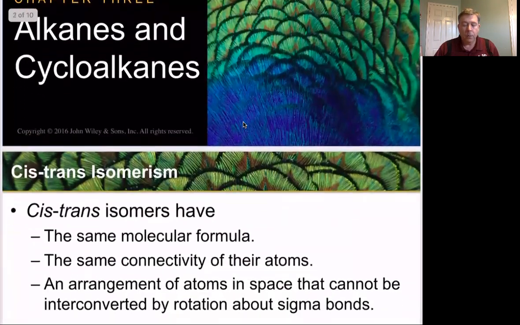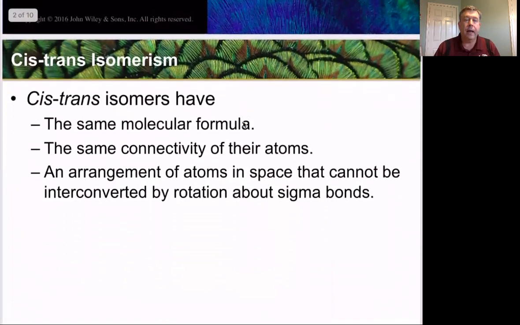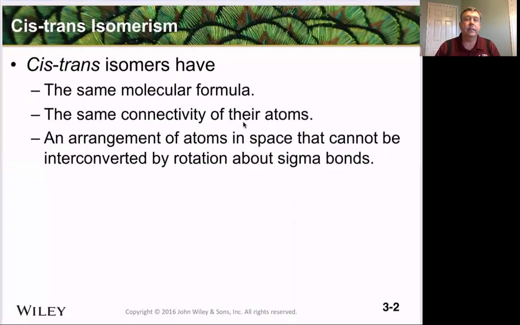Okay, so one thing we're going to look at now is the cis-trans isomerization available to us in cyclohexanes. Cis-trans isomers have the same molecular formula, however, they have a different arrangement of atoms in space, and that cannot be converted or rotated because of the sigma bonds, because we're stuck in that ring system, so we can't do a free rotation.